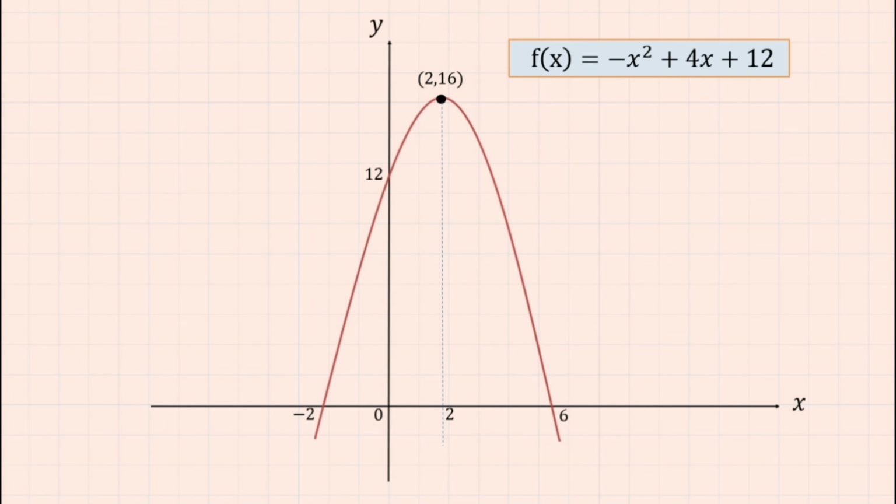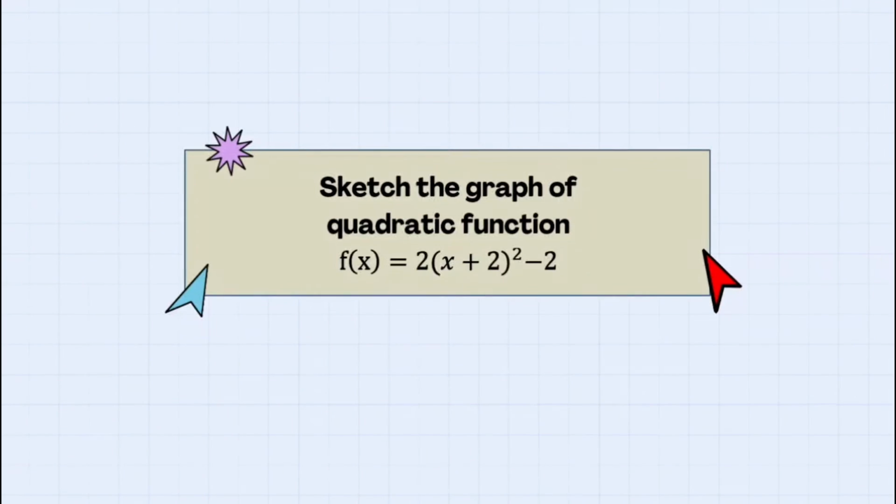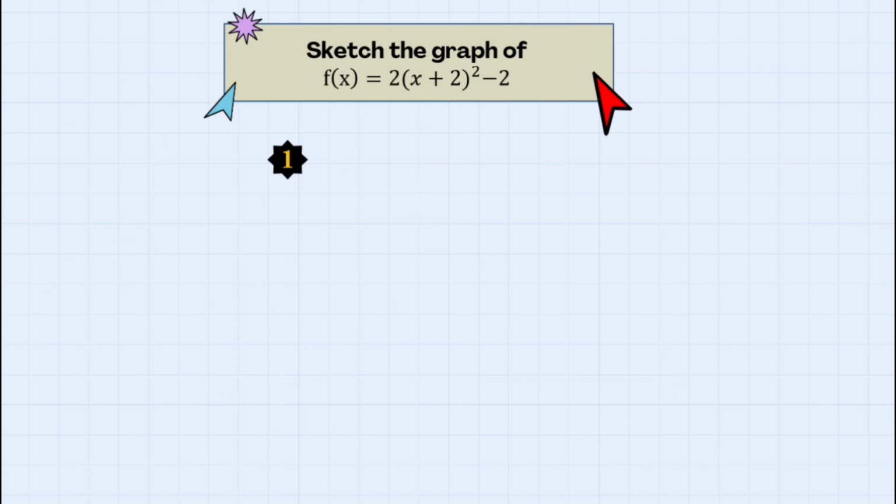Hopefully all these steps could help and guide you in sketching the graph of a quadratic function. Now, shall we have a try to sketch the graph of a quadratic function in vertex form? Come on, let us sketch together. Remember what we need to do in the first step? Yes, we need to find the value of a in order to determine the shape of the graph, whether it is a smile or it is an upside down parabola.